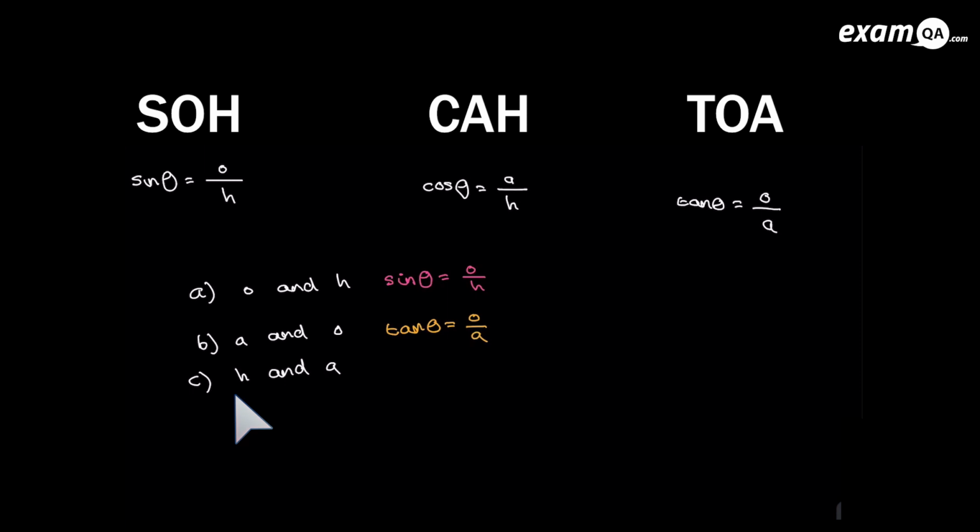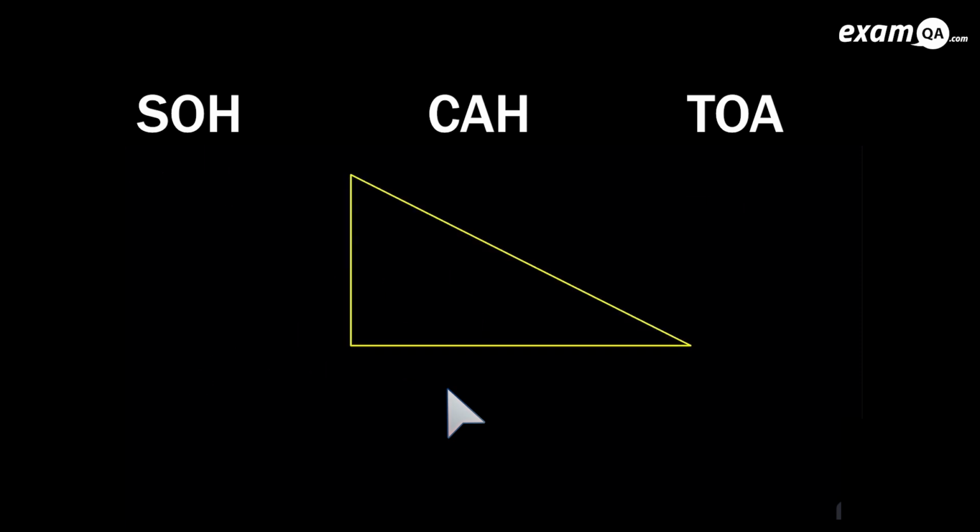And the last one, we have H and A. Which formula has H and A? H for hypotenuse, A for adjacent. And the trigger word should have been CAH, C-A-H, referring to the cos formula. And that's written as cos theta equals adjacent over hypotenuse. So let's go on and see what all of this means.